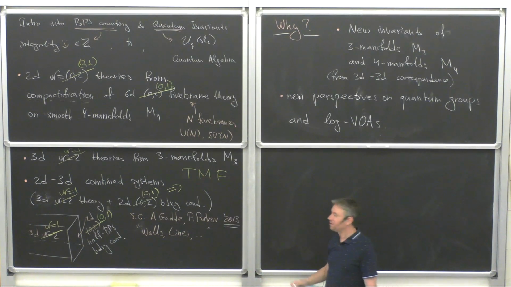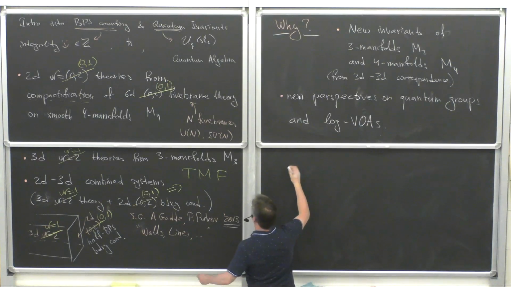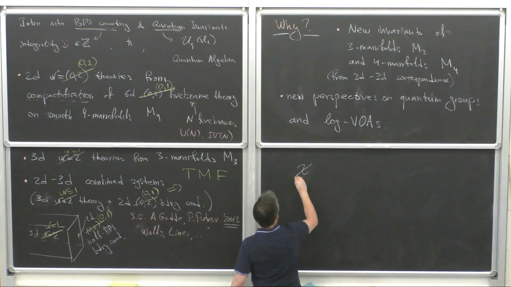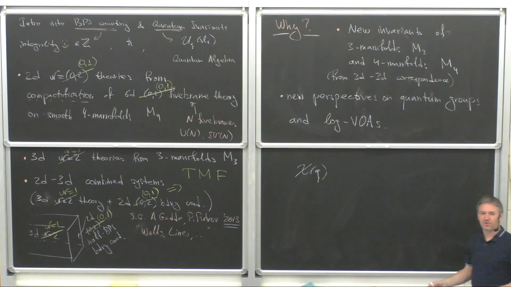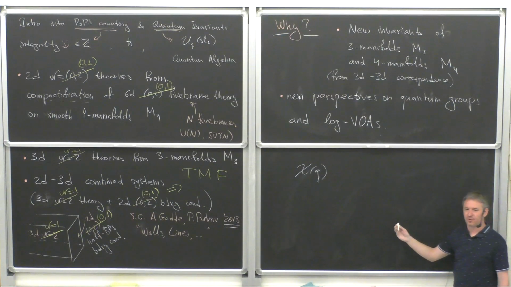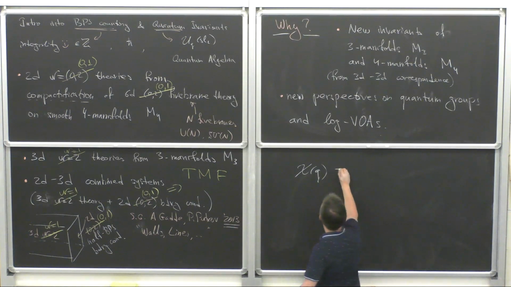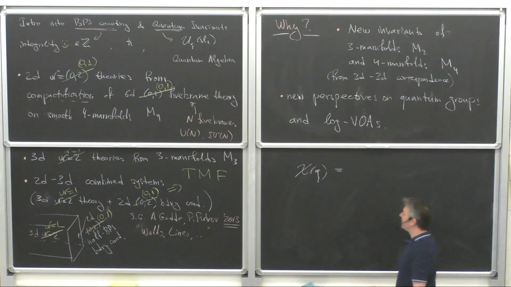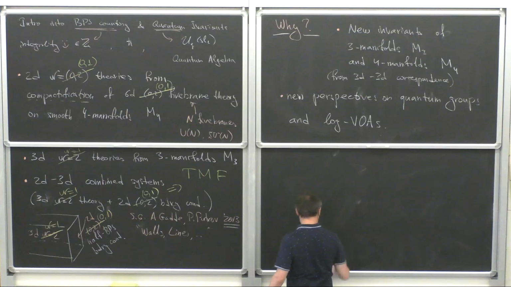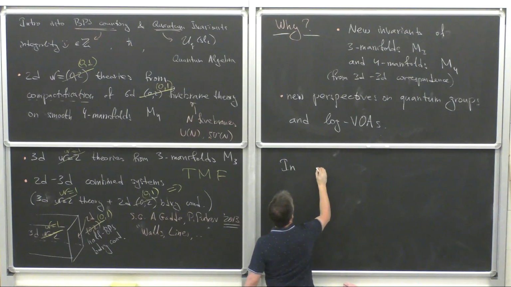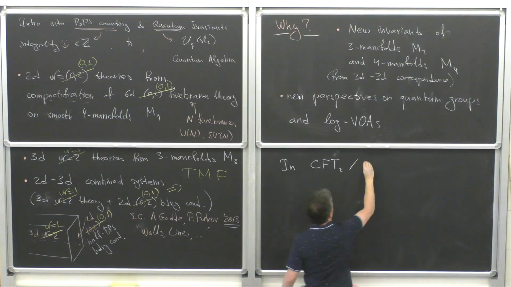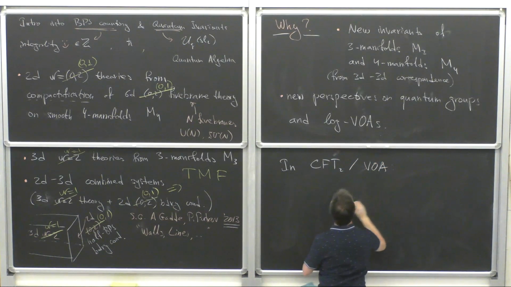So I told you that in every such context that we'll be discussing, there is always a way to reformulate the question in terms of a function of Q, that's counting states. For example, in two-dimensional CFT, so first I'll start in usual two-dimensional CFT or usual vertex operator algebra.